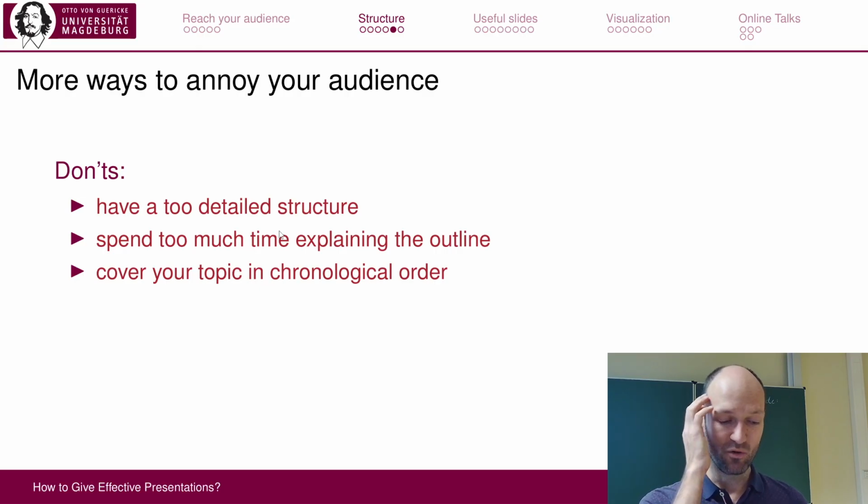Okay, so there are some more ways to annoy your audience. The first one is to have a too detailed structure, especially for quite short talks, to use too much time to explain the outline. Because the outline should be the outline, it should not be your talk.